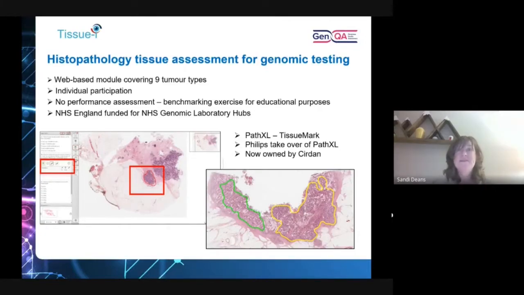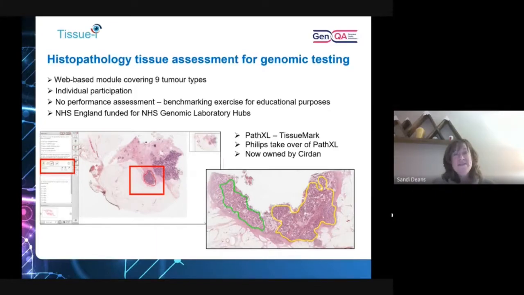It's not a lab-based exercise, it's for individual participation. And because of this, we don't assess any performance. It's about a benchmarking exercise for educational purposes. So each individual can see where they are in relation to other colleagues when it comes to assessing tumour content and cellularity. This was initially set up for the 100,000 Genomes project through NHS England funding, and this is now continued, and we're expanding the different tumour types available for assessment, and NHS England funds any of the NHS England Genomic Laboratory Hub participants.